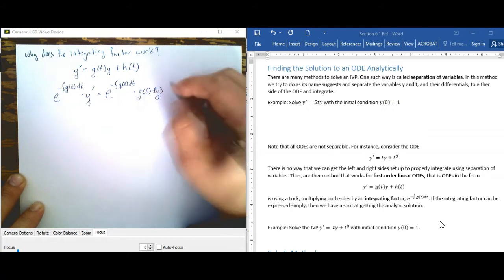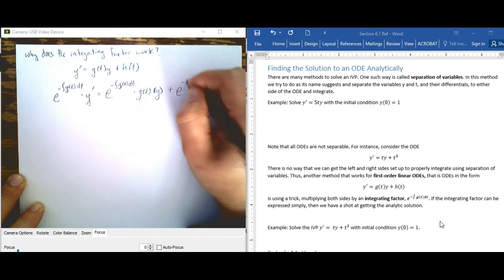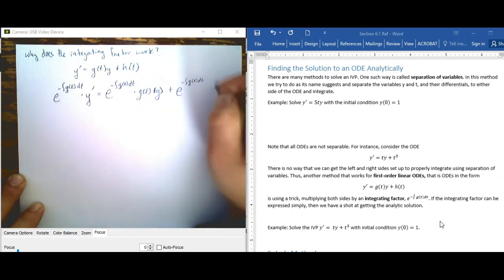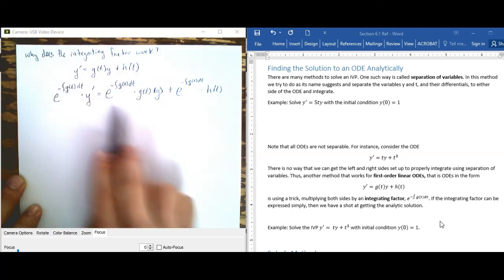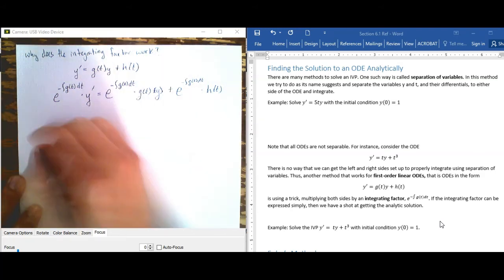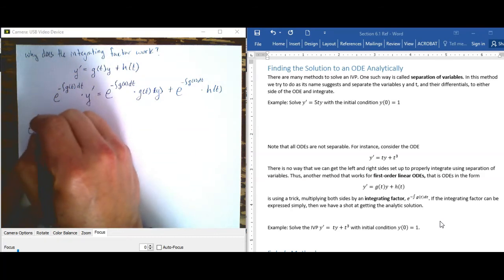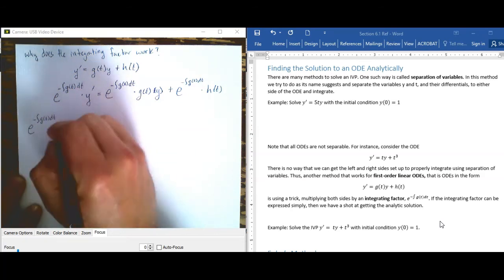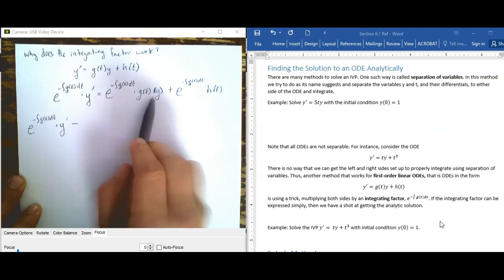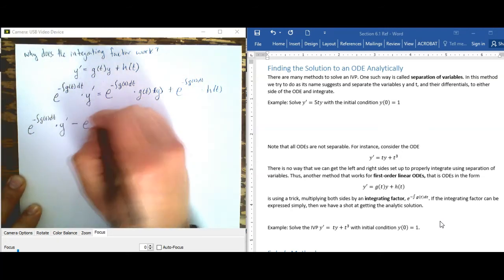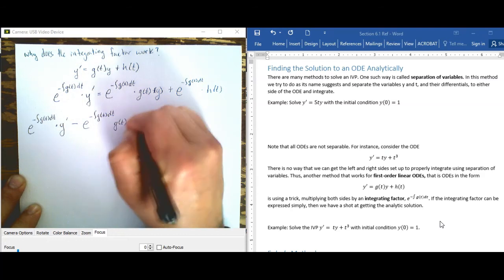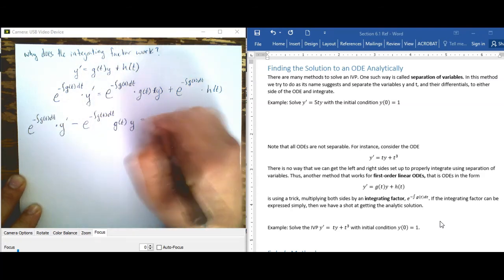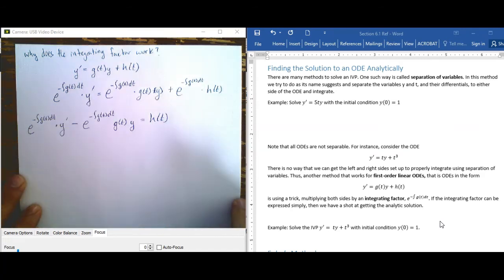Times y plus integrating factor times h of t. All right, so now what I can do, I can move this entire term to the left-hand side. So we'll get e to the negative integral g of t dt times y prime minus this whole term here, e to the negative integral of g of t dt g of t y equals h of t.